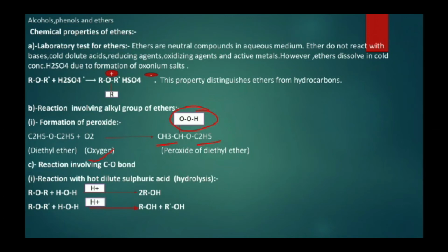When we consider this aromatic ether ArOR, it gives phenol ArOH and ROH. So this is the reaction with hot dilute sulfuric acid, which is called hydrolysis. After hydrolysis, ethers convert into alcohols.